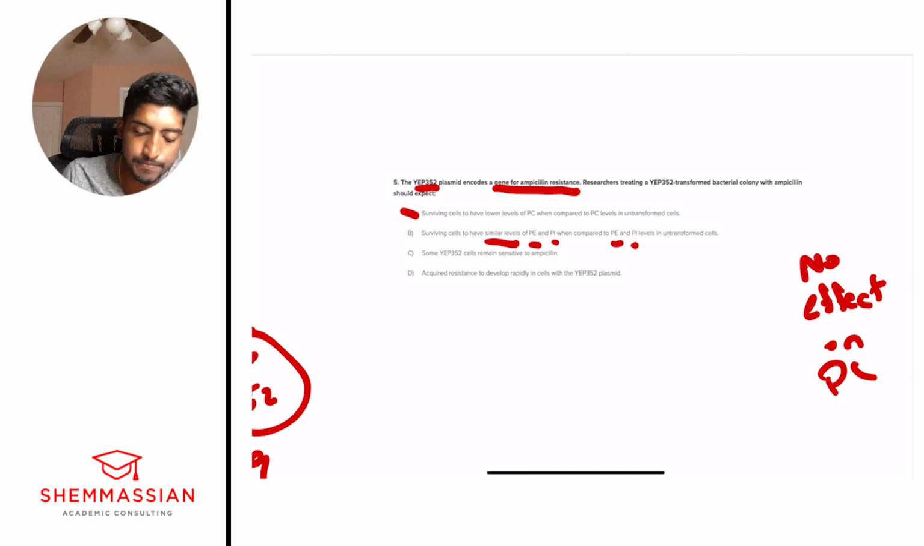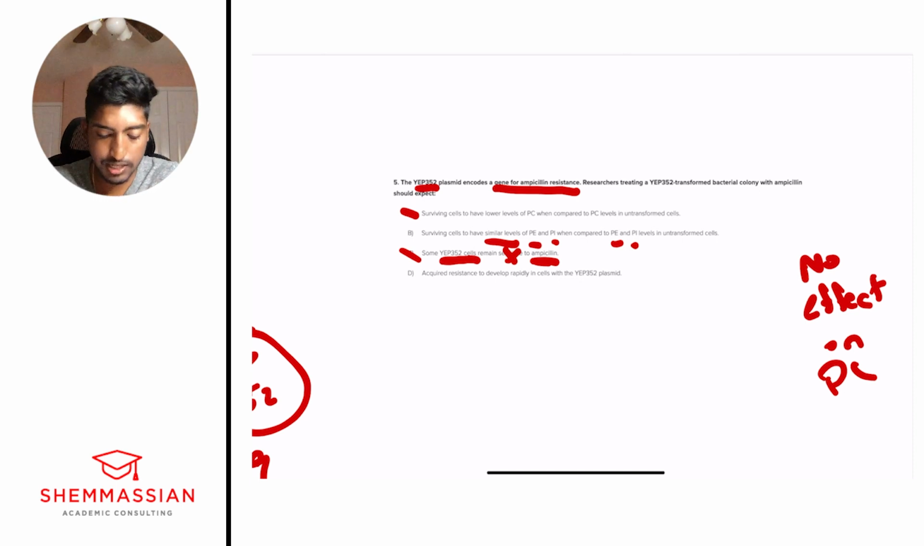So let's go to C. Some YEP352 cells remain sensitive to ampicillin. This cannot be true. If we have the gene coding for ampicillin resistance encoded with the YEP352 cell, any cell that has YEP352 will be resistant to ampicillin, not sensitive. So we can eliminate C because it's saying it's sensitive.